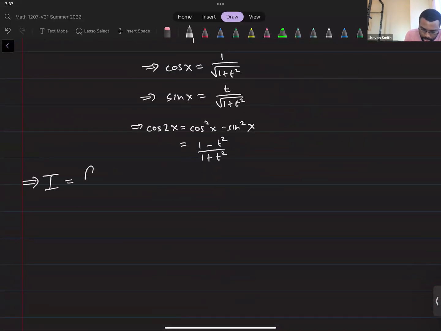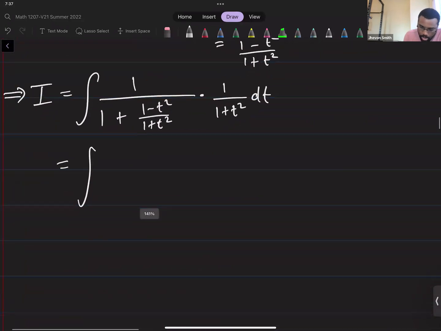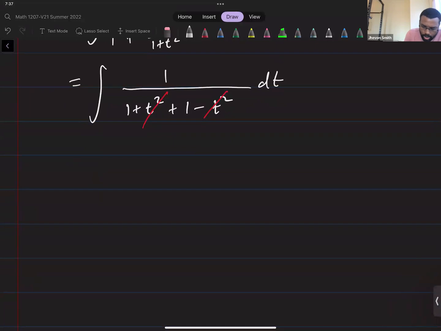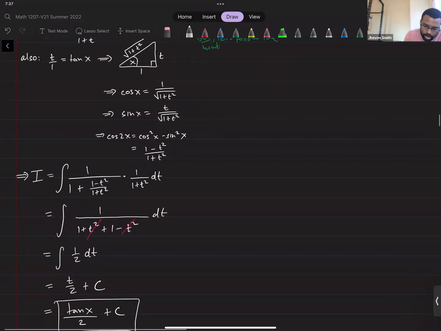So our integral I in this case is that. We do have a 1 on top here, 1 plus t squared plus 1 minus t squared. Obviously the t squares die. So this just becomes the integral of 1/2 dt, which is t over 2. So that is just tangent x all over 2, because our t is tangent x here, according to the hint.